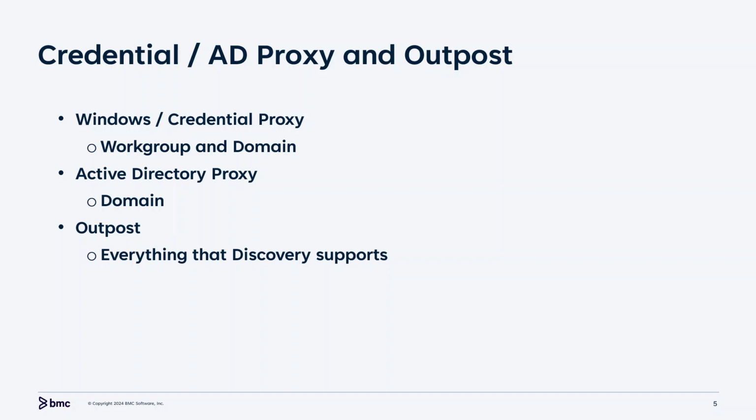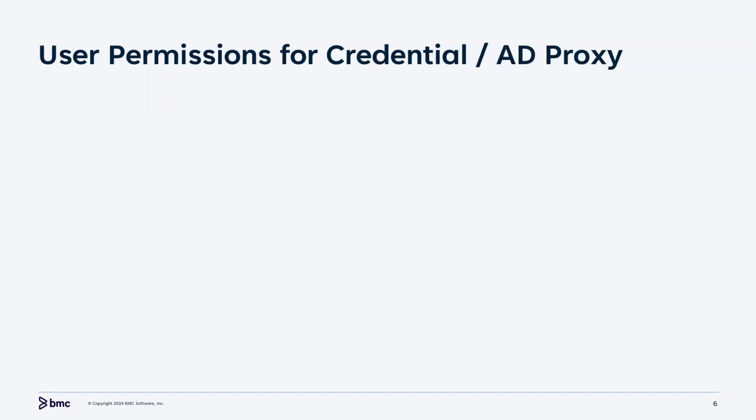Now, multiple Outposts can be deployed to handle segmented networks, and all these Outposts can communicate with the same discovery appliance. So, one appliance can communicate with multiple Outposts, and one Outpost can communicate with multiple appliances. Outpost uses port 443 to communicate with the discovery appliance securely.